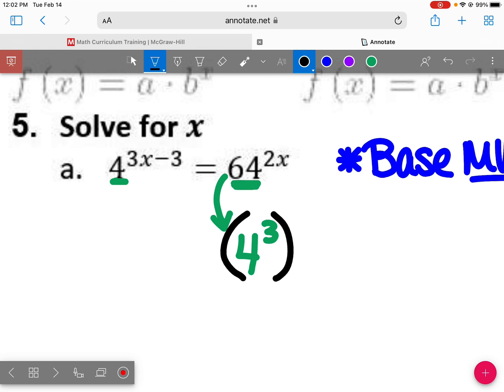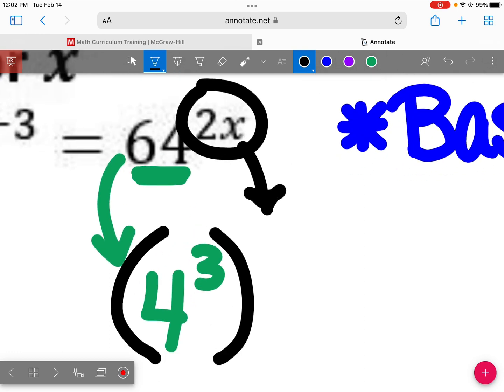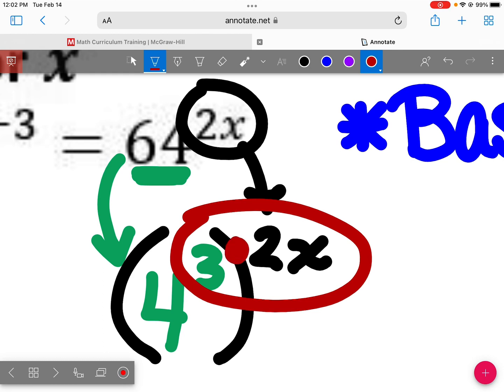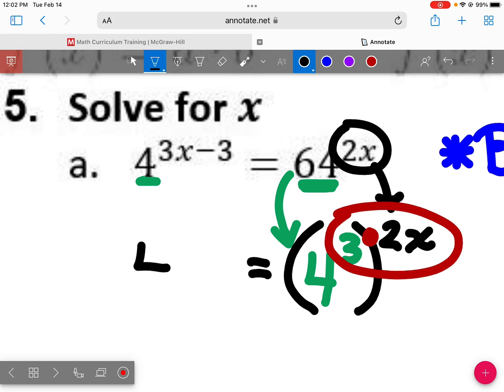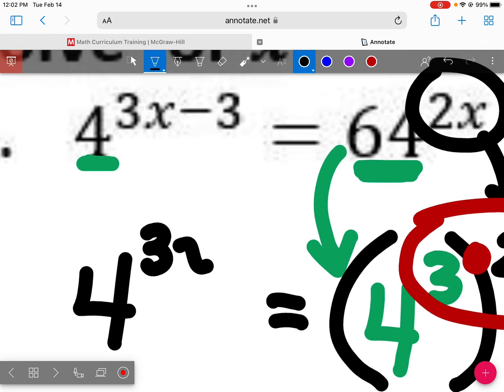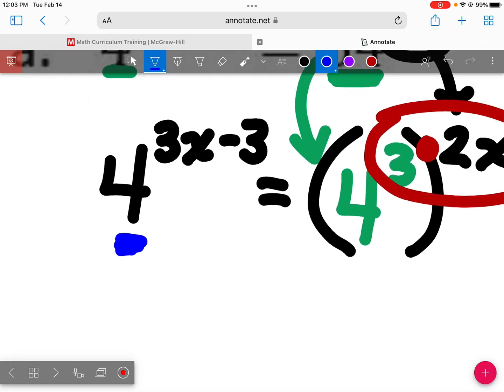What do I do with this exponent up here? Yep. We're going to bring it down here. And that means we're going to multiply these pieces together here. On the other side of the equal sign, I'm just going to bring everything down. 4 to the 3x minus 3. Do these bases match now? Yes. Why did I want those bases to match?